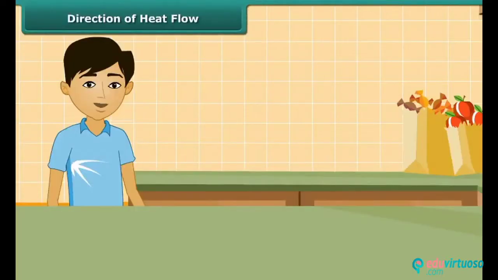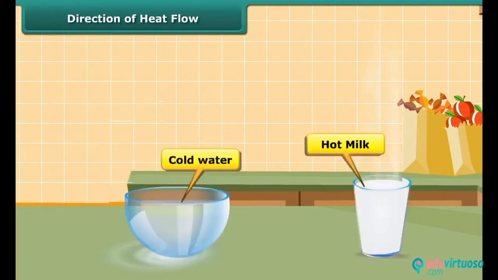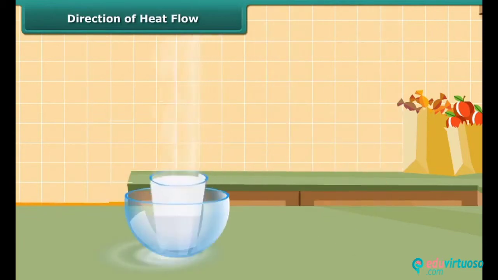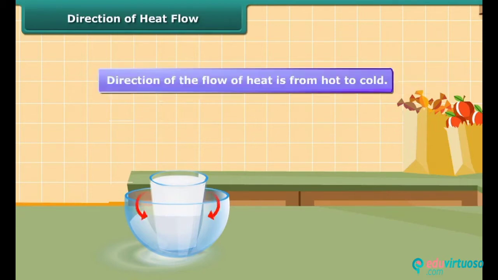Now understand the direction of heat flow. Let us take a glass of hot milk and, in a beaker, cold water. Put the hot milk glass in the beaker. After some time you will observe the water gets hot and the milk cools. So there is a direction of flow of heat, from hot to cold.